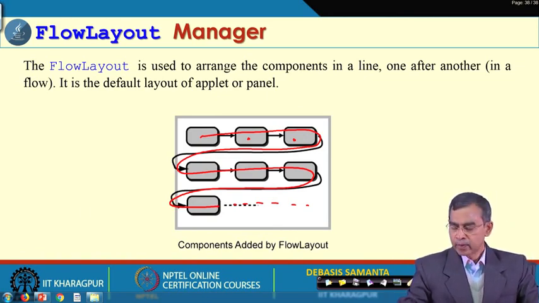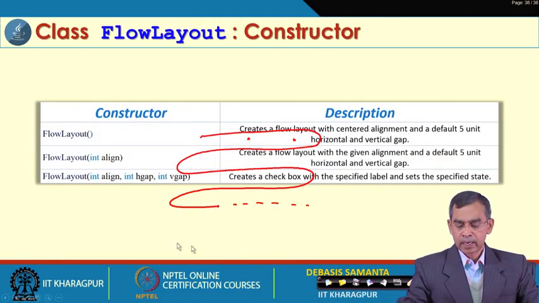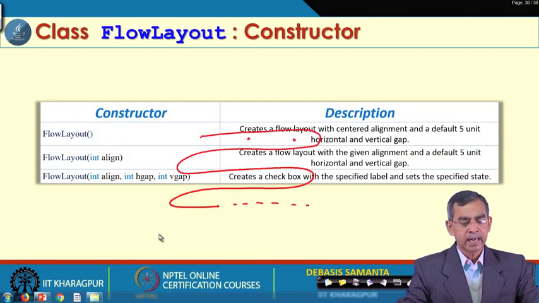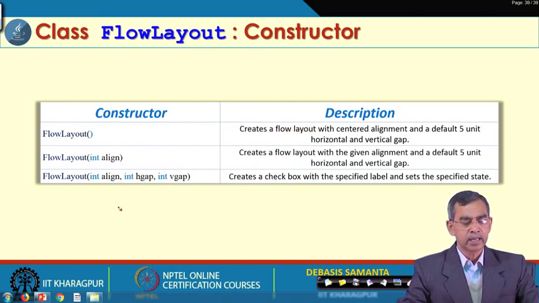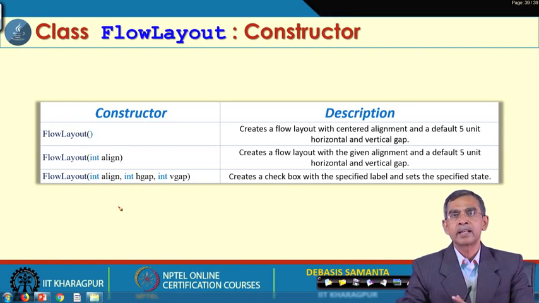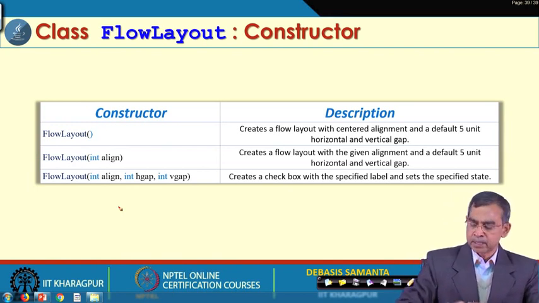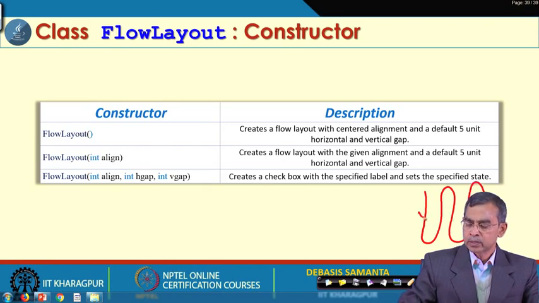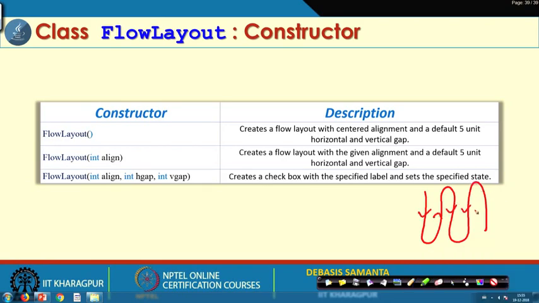Now, let us see the class definition for this manager. It has 3 constructors, as we see here: FlowLayout, and then FlowLayout with an integer alignment, that means whether horizontal alignment or vertical. The last example that I showed had horizontal elements, and vertical elements means it may be this, then this, then this also. So, there are different arrangements.